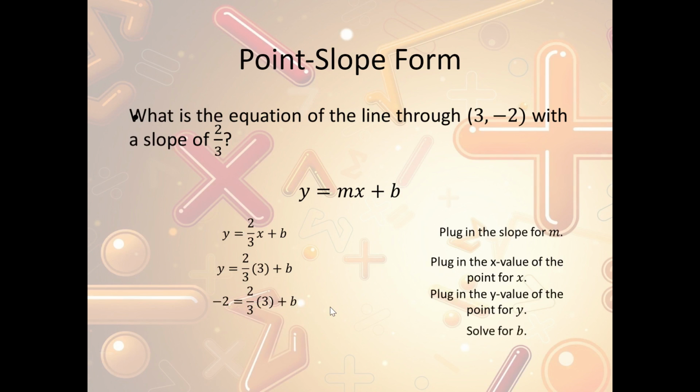Now we can solve for b. We get 2/3 times 3, which when we multiply this out, we get 6/3, which is the same thing as 2. So we have -2 = 2 + b. Now we just solve by subtracting 2 from both sides, and we're left with b = -2 - 2, which is -4. So b is -4, and that is the y-intercept. Now we can put that into the equation. So we have y = 2/3 x, because that was our slope, and b is -4, so that's our equation.